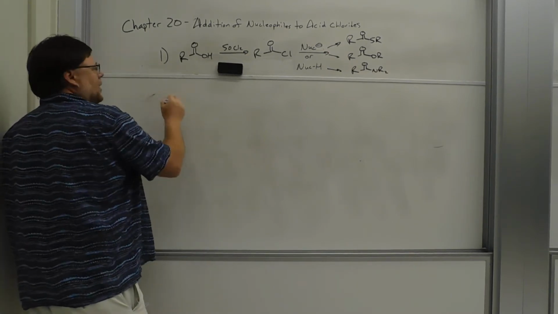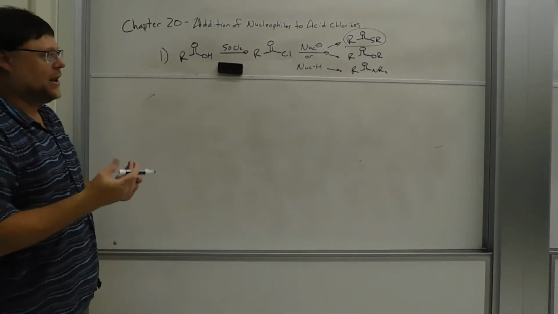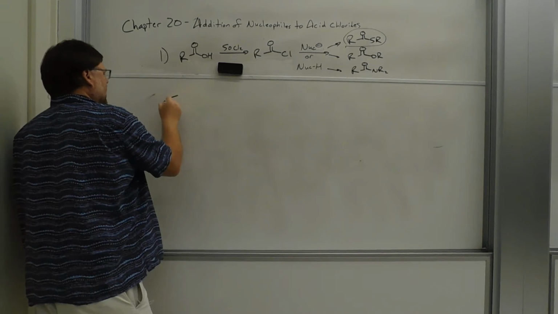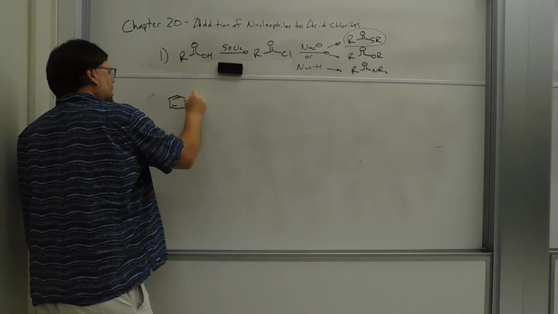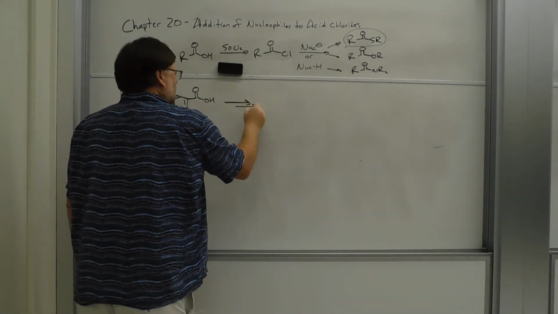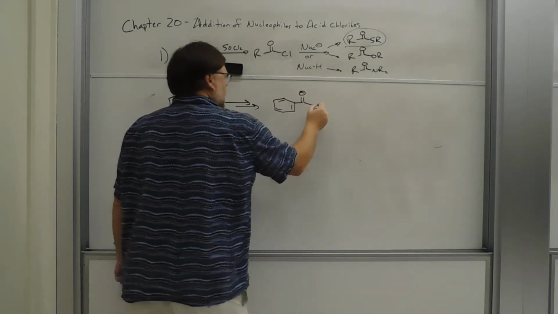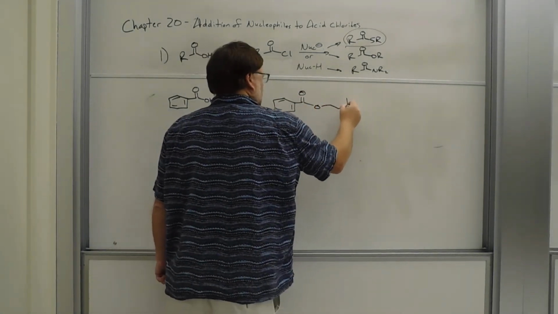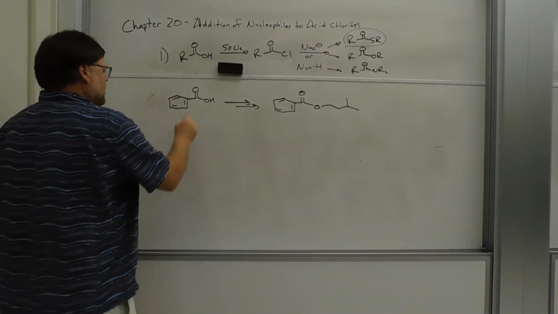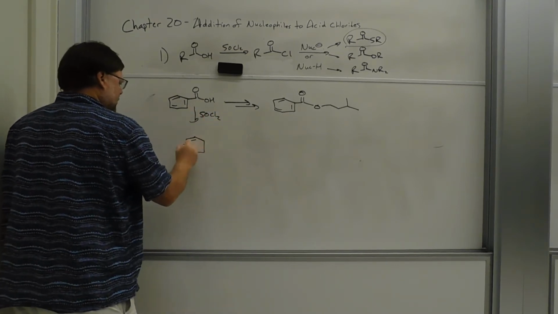So let's look at, I'm not going to talk about this one. I'm not going to talk about the thioester. The thioester works just like the ester. So let's do a specific example. Let's look at turning benzoic acid into this ester. Okay, so what we need to do, like I said, reflux benzoic acid and thionyl chloride.